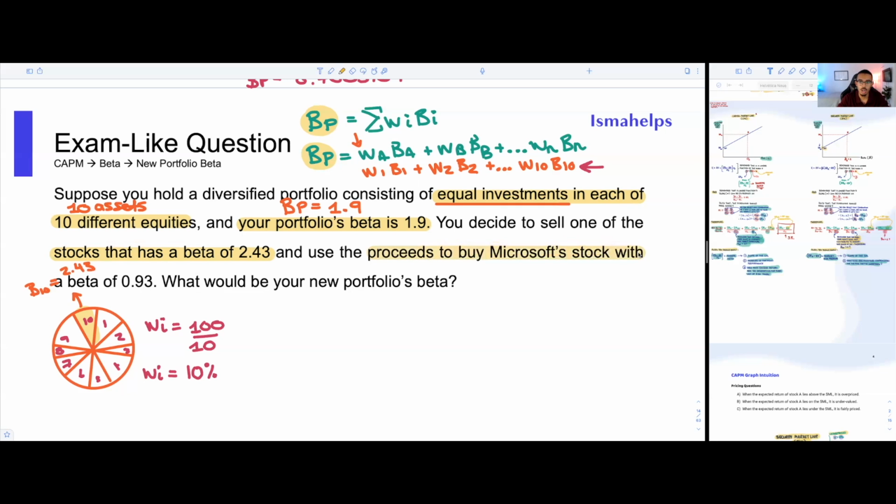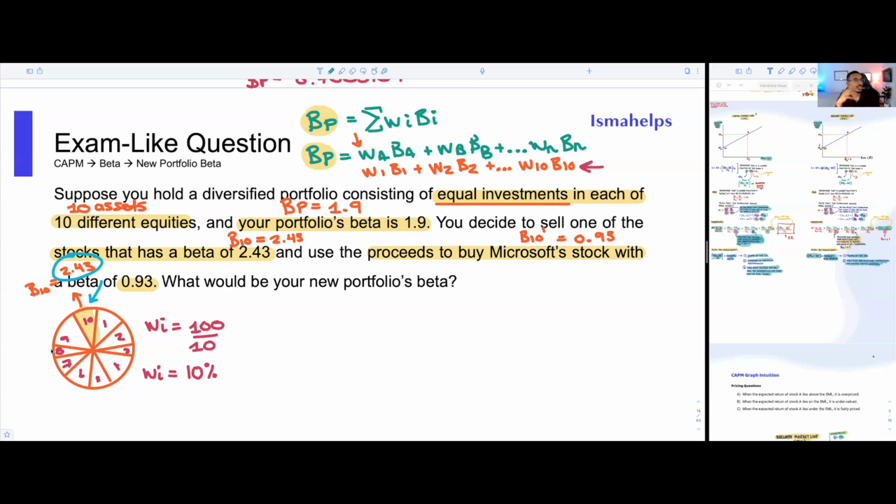You want to buy the stock of Microsoft, which has a beta of 0.93. This is really interesting. You're going to take the beta of, let's call it stock 10, which is 2.43, and exchange it for the beta 10 prime, which is going to be our new stock that has a beta of 0.93. That's awesome stuff. So clearly, we can see that this number here will change. This piece of the pizza will change.